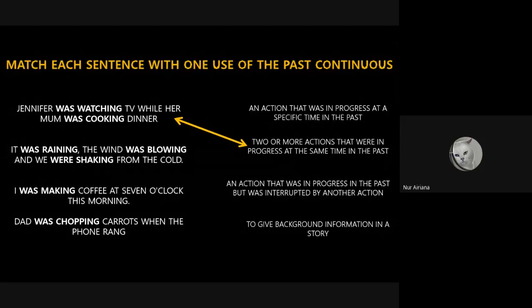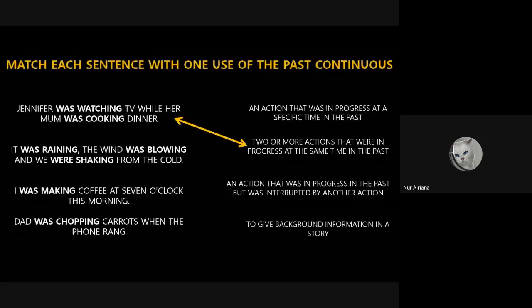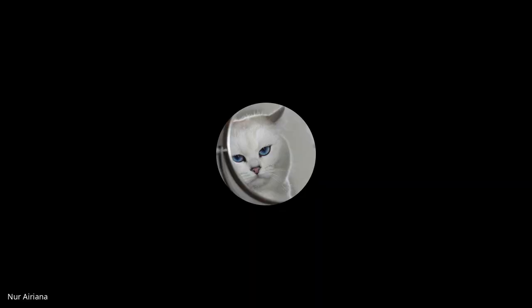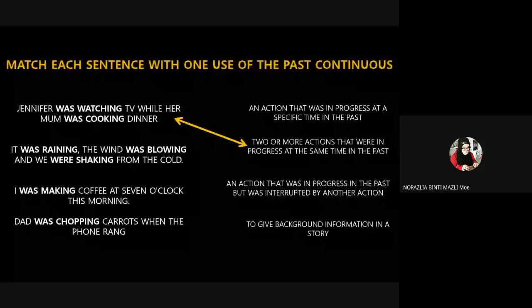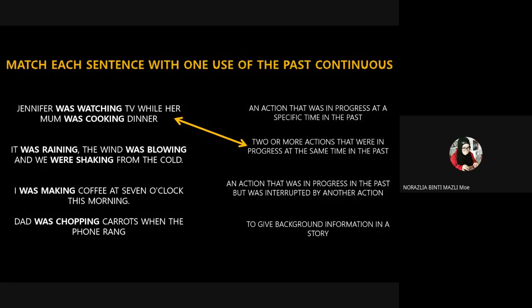It was raining, the wind was blowing, and we were shaking from the cold. An action that was in progress in the past but was interrupted by another action. Okay, so the answer is an action that was in progress in the past but was interrupted by another action. Are you sure? Are you sure? No, to give background information in a story. Okay, so you change your answer to give background information in a story.